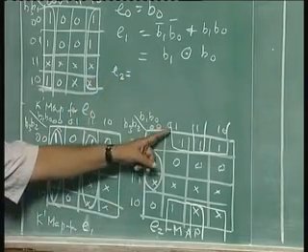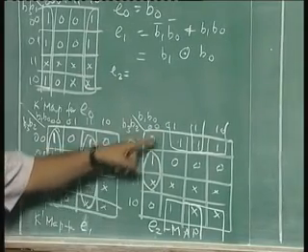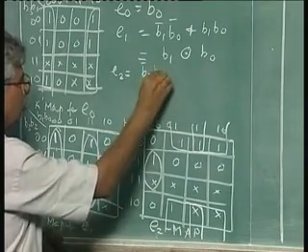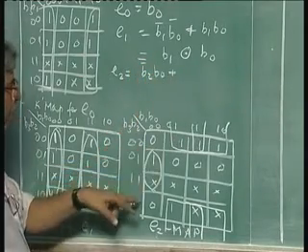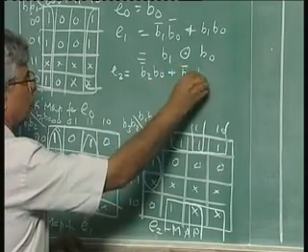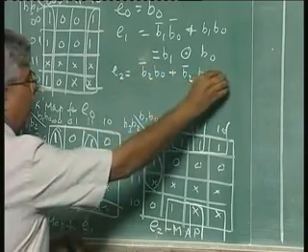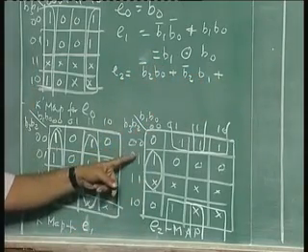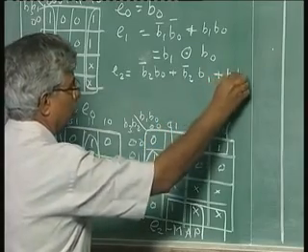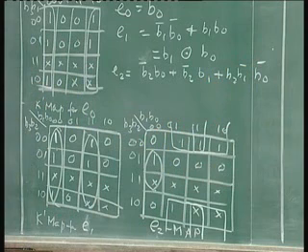E2 would be, first we will take this. This would be B3, B2 bar, B0, then B2 bar B1. The equal sign should not be mistaken. And finally this entry is B2, B1 bar, B0 bar. B2, B1 bar, B0 bar. Third one.